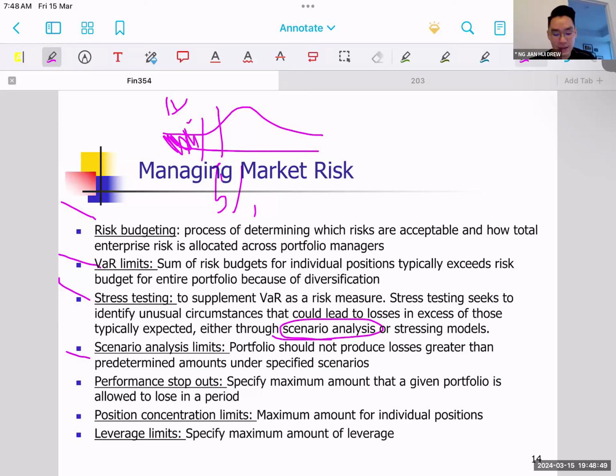And this kind of links to the scenario analysis as well. You can perform a stop-out, meaning that if a portfolio reaches a certain level that is beyond what we expect, we stop the portfolio. Whether we liquidate it to get immediate cash, or we just stop. We stop trading or we stop doing rebalancing, which we're going to talk about in a little bit. Right? So we just stop.